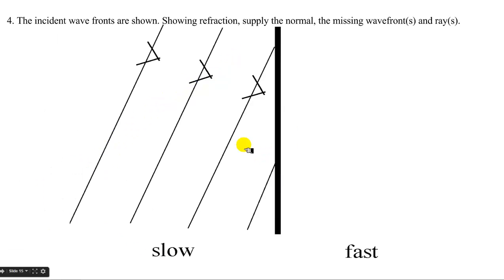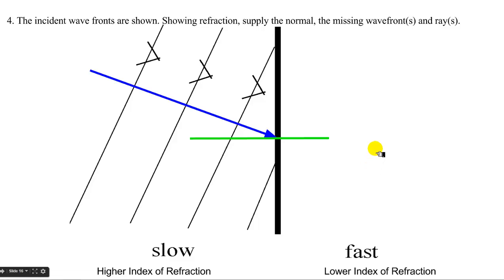Okay, so here's a setup where they're showing us wavefronts going from a medium where the wave is slow, and here where the wave is faster. So as we know, where it's slower, we've got a higher index of refraction, and where it's faster, we've got a lower index of refraction. So we draw in our incident ray. We draw the normal line perpendicular to the surface where the ray hits the interface.